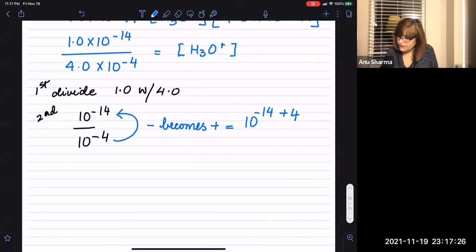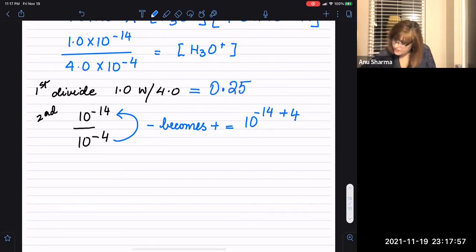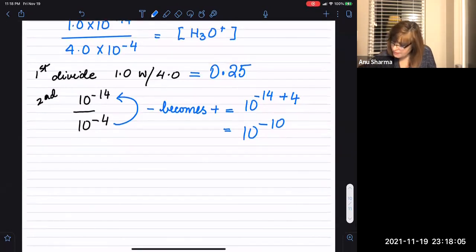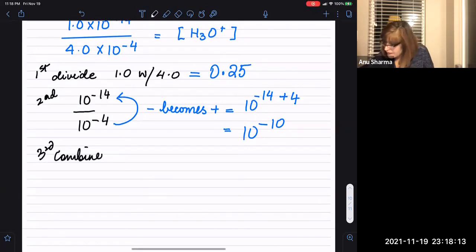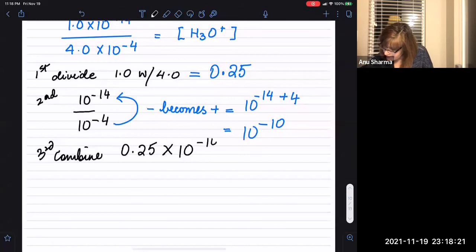From the fractions, solving the fraction. So let's do this. Oh, I don't have the calculator here, just a minute. Okay, so this is 0.25 and this one is 10 to the power negative 10. Now you're going to combine these two. So the third step is to combine 0.25 times 10 to the power negative 10.